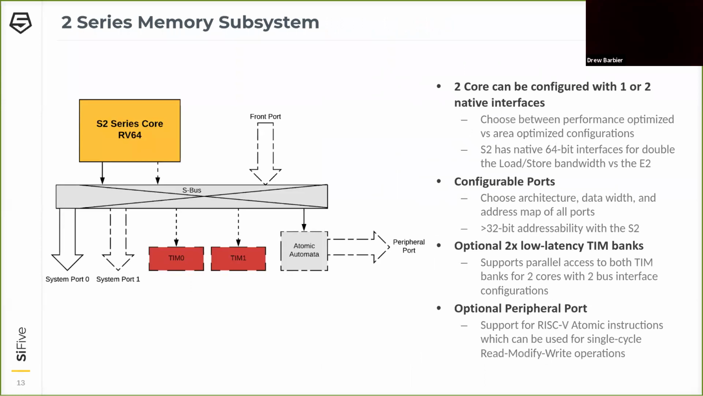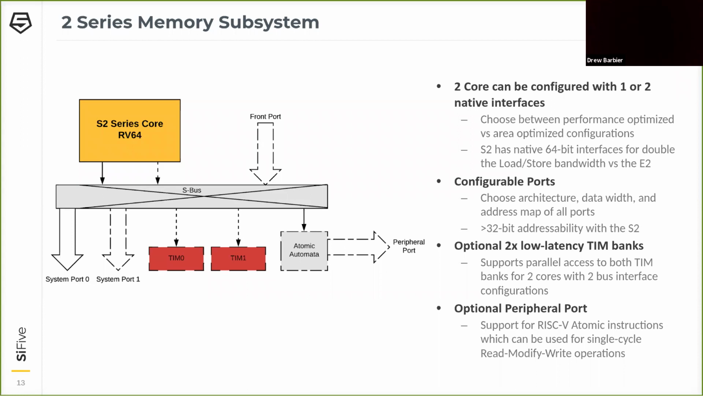So let's take a little deeper dive into the 2 series memory subsystem. I mentioned earlier that it's an optional hardware interface, and what we meant by this specifically is that you can configure the 2 series to have 1 or 2 native interfaces from the core. With a single interface, it is a smaller area, but over this one single interface, all instruction and data operations pass through.